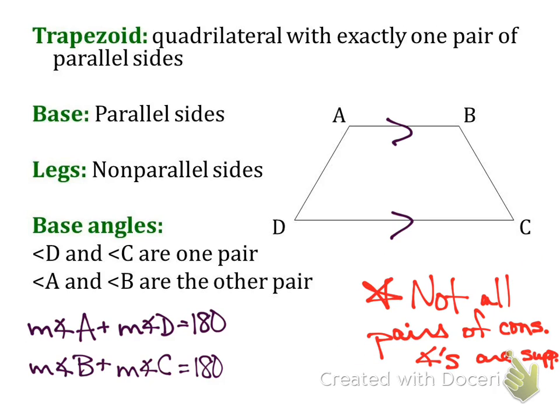There's another piece that's different, and it's within the definition. In trapezoids, you only have one pair of parallel sides. The other figures that we've discussed have both pairs of opposite sides being parallel. So those are two differences we've come across: not all pairs of consecutive angles are supplementary, and only one pair of parallel sides.